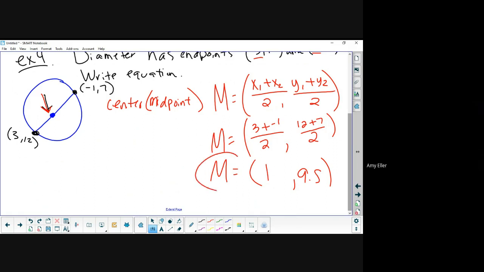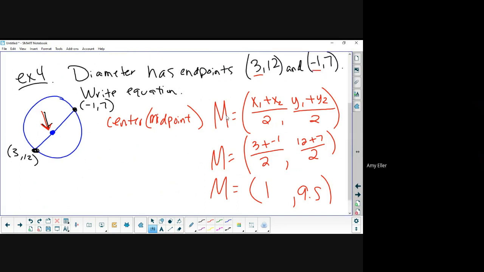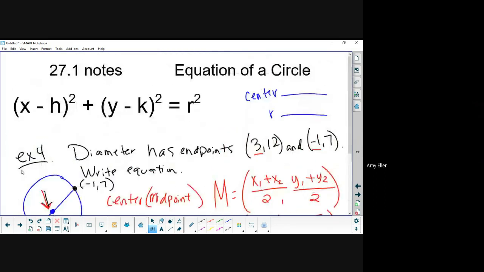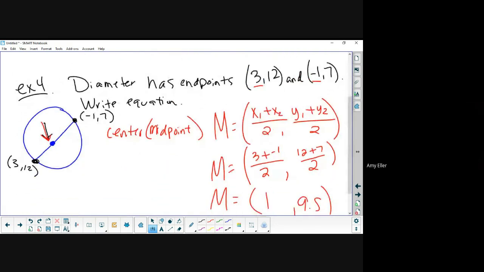Now, is this my answer? Is this the equation of the circle? What is it that I just found? The center. So I'm going to label it in my picture, (1, 9.5). I'm going to write it here so I can keep my thoughts organized. Any questions so far? Found the center.